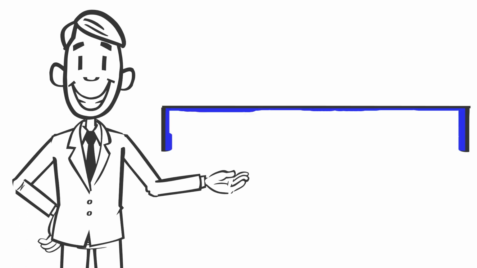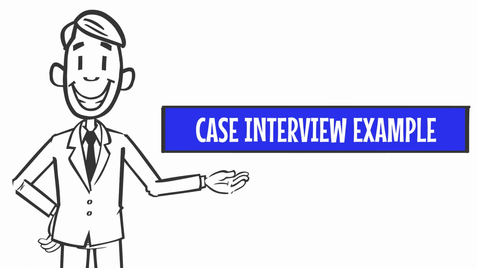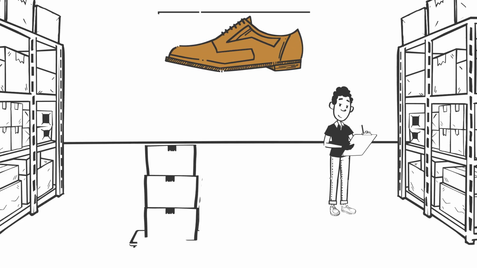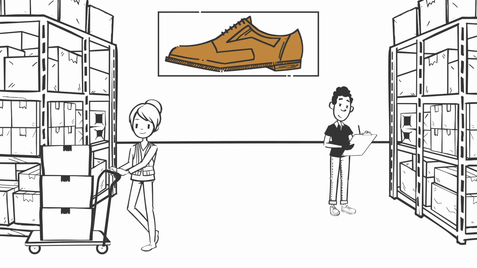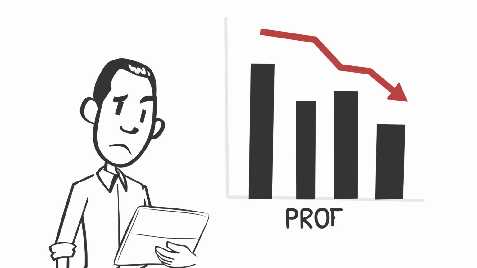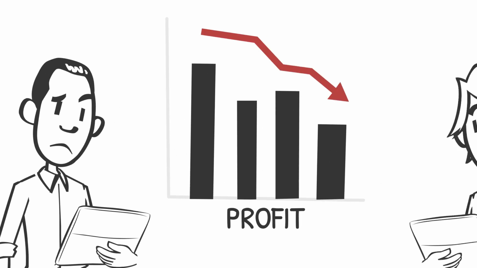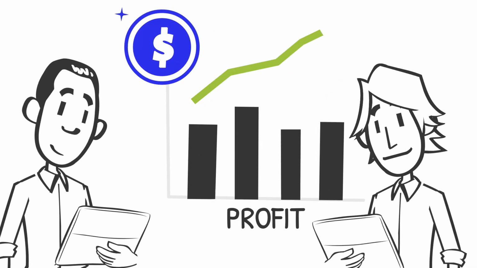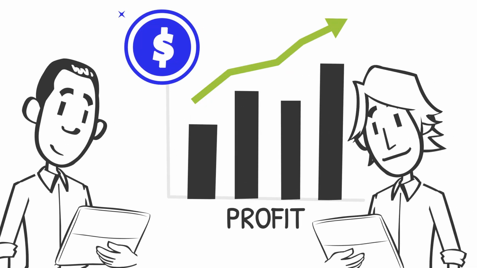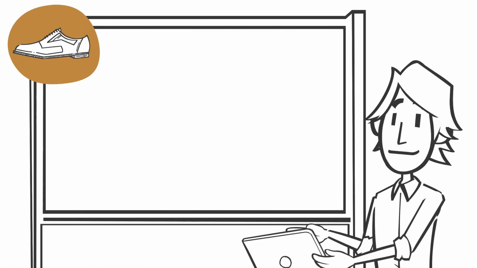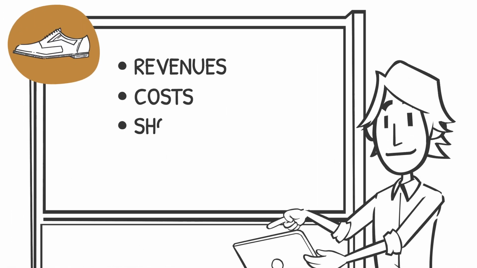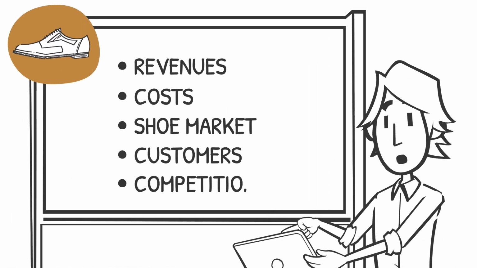Let's take a look at a case interview example to illustrate this. Let's say that your client is a shoe manufacturer and they've seen profits declining over the past 3 years. You're asked to determine why profits are declining and what can be done to improve profits. You propose a solid framework where you look into revenues, costs, the shoe market, customers, and the competition.